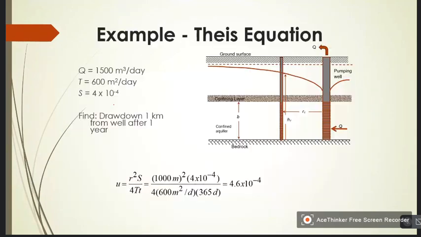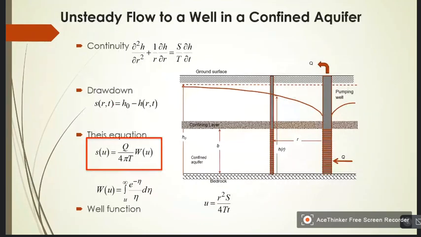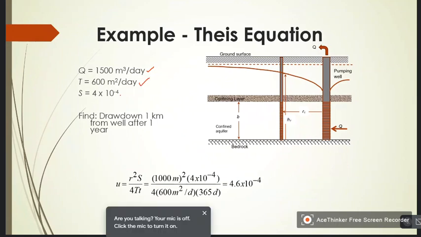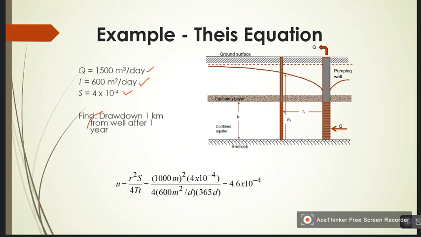So for the problem that is given, suppose this is the problem. Q is equal to 1500 meter cube per day. T is equal to 600 meter square per day. And S is equal to 4 into 10 to the power of minus 4. So you are supposed to find the drawdown at a distance of 1 kilometer from the well after 1 year. Suppose there is continuous pumping, we will assume.